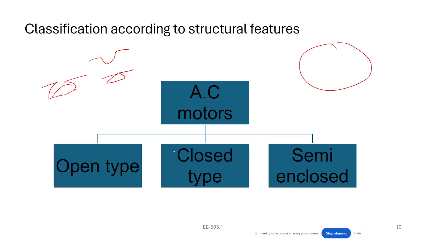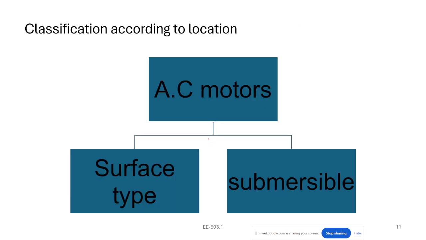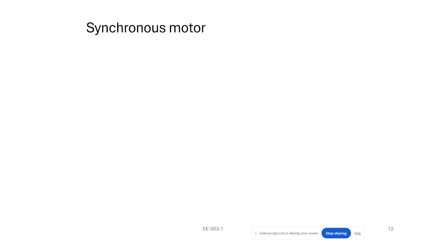Based upon the construction features, another classification is by location: submersible pumps and surface pumps. Mostly we see surface pumps, and the other, submersible pumps, are used underground.